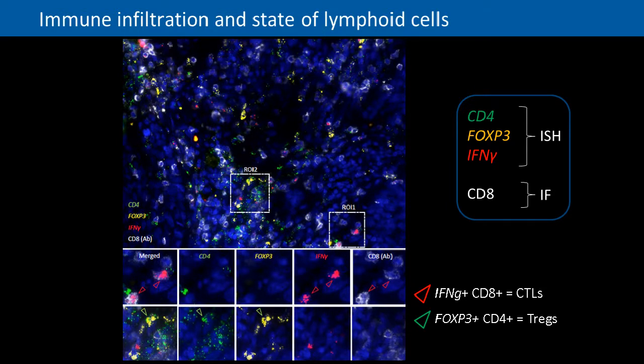In this example, we apply the dual ISH IHC assay to thoroughly characterize immune infiltration of lymphoid cells and their state in a lung cancer sample. CD4, FOXP3, and interferon gamma mRNAs were all detected by RNAscope, followed by detection of CD8 protein by IHC. Or IF in this case, since it was fluorescence. CD4, FOXP3 dual positive T regulatory cells are indicated by the green arrows, whereas CD8 interferon gamma double positive cytotoxic T lymphocytes are indicated by the red arrows. And in this image, we can capture both of those cell populations using this dual ISH IHC assay.